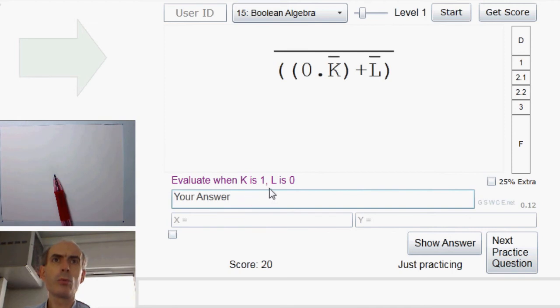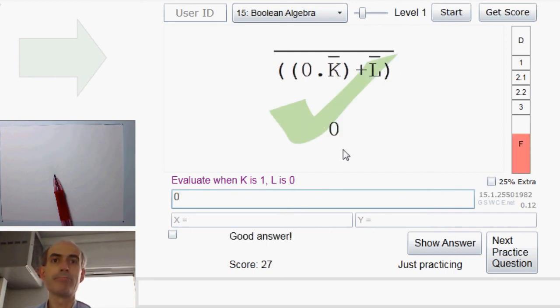Just do one more. Evaluate when k is 1 and L is 0. Well, if L is 0, then L bar will be 1. And anything or 1 is 1. The whole thing underneath here will be 1, and not of 1 is 0. Doesn't actually matter what k is. If L is 0, this whole thing is going to be 0. That'll do.